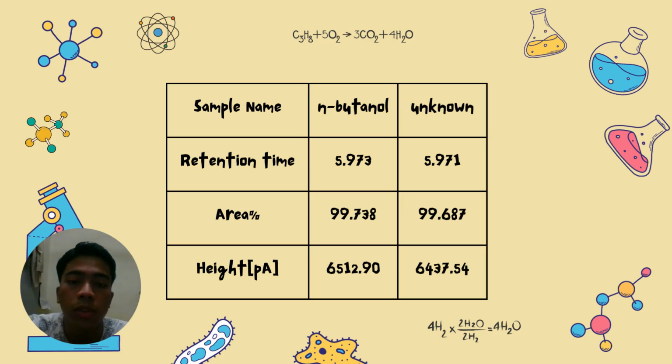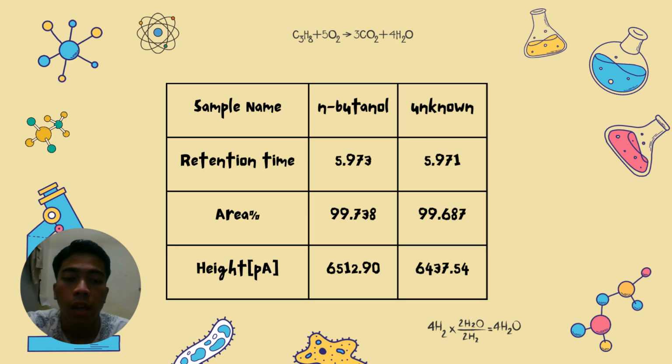Since the retention times of N-butanol and the unknown compound differ by only 0.002 minutes, this suggests that their peaks are very closely eluting and may partially overlap. This highlights the importance of achieving complete peak separation, as overlapping peaks can lead to misidentification or inaccurate quantification. To improve resolution, changes such as modifying the column type or adjusting the temperature program could be applied in future analysis.